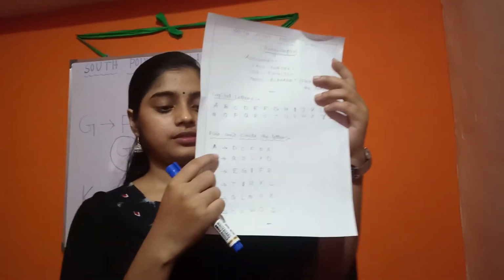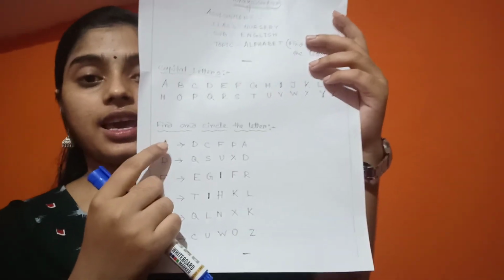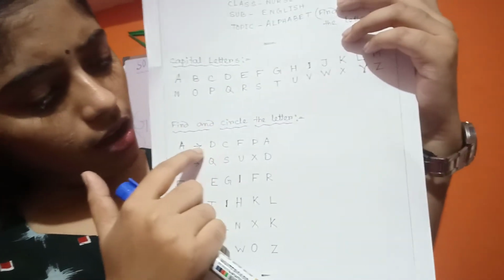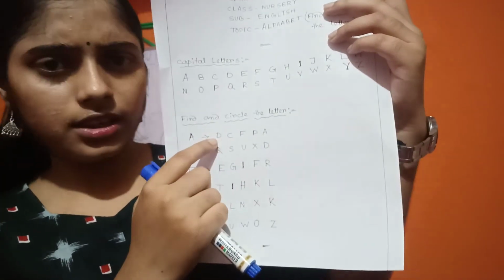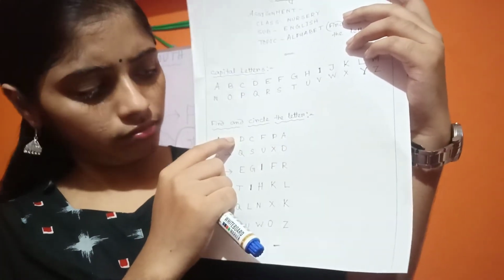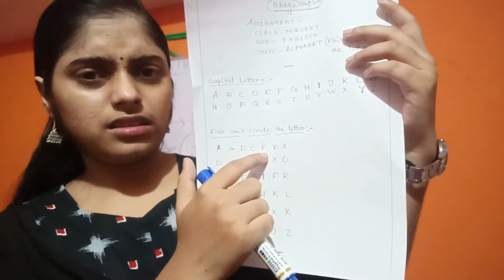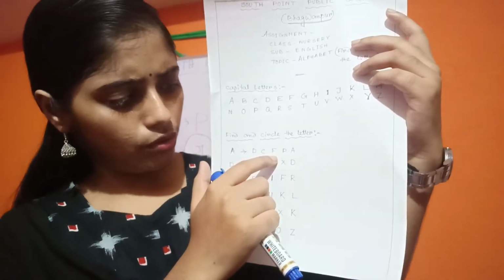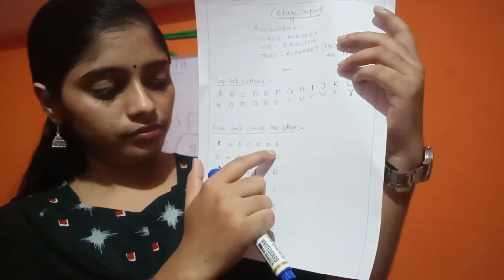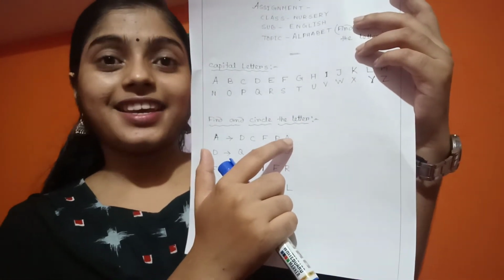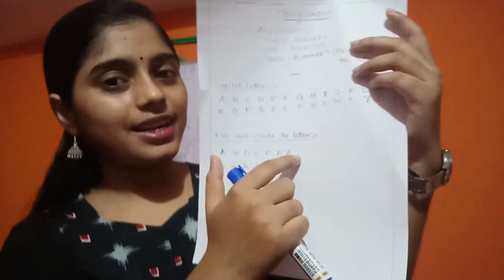Now look. Which letter is this? This is A. Now find out where is A. Is it? No. Is it? No. Is this A? No. Is it? No. Yes, it is A. Now you have to circle this letter.